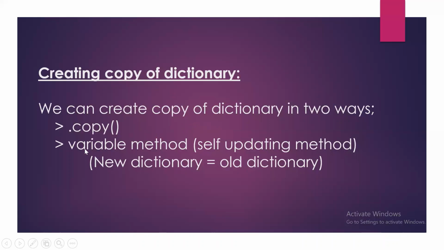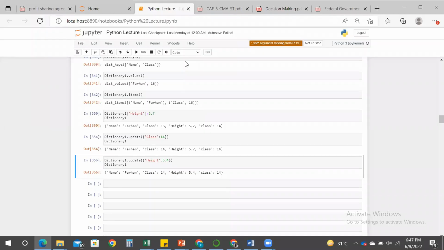The second method is by using a variable, that is, giving a new variable to the old dictionary or original dictionary. And this method is a self-updating method. That is, if we make any changes in the original dictionary or old dictionary, the changes will automatically be updated in the new dictionary. So let's see how we can create a copy in Python.